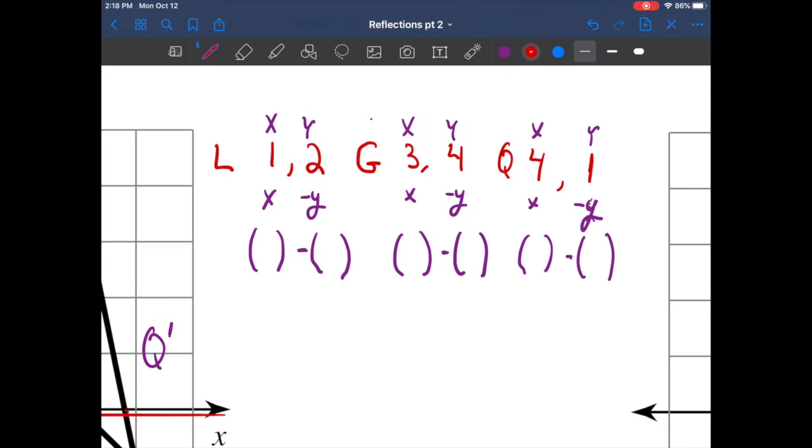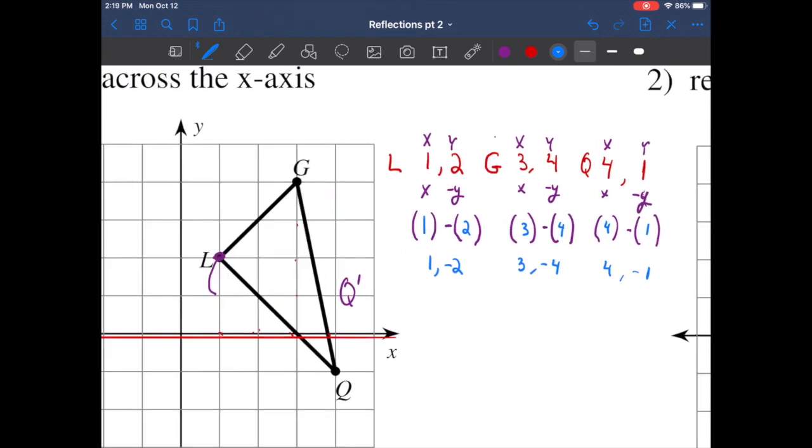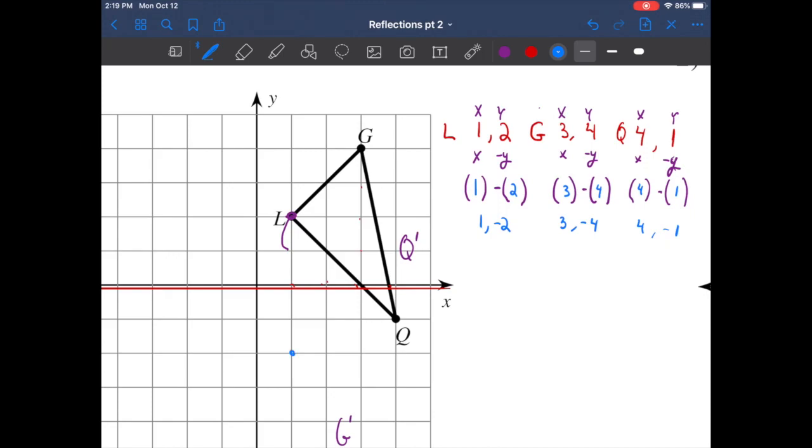Now we just need to plug in our numbers. 1 and 2, which makes that 1 and negative 2. I have 3 and 4, which makes that 3 and negative 4. Then I have 4 and 1, which makes that 4 and negative 1. So now if I plot these numbers, let's see. I got 1 and negative 2. Let's erase the originals. 1 and negative 2. I got 3, 1, 2, 3, and negative 4. 1, 2, 3, 4. And then I have 4.